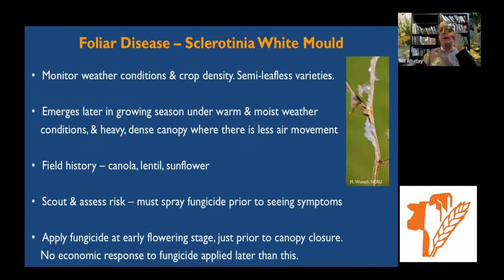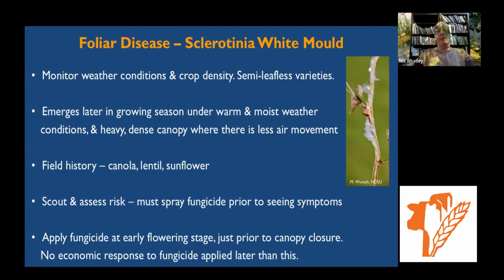But sclerotinia is problematic as well. You want to look at field history. If you've had canola, lentil, or sunflower in there, you will probably have more sclerotinia if you had sclerotinia in those original crops. Monitor the weather conditions and the crop density. It'll only happen if there's real dense foliage. Breeding has helped because with the semi-leafless varieties there's less canopy, so the wind can get through a little bit more. That's been helpful.